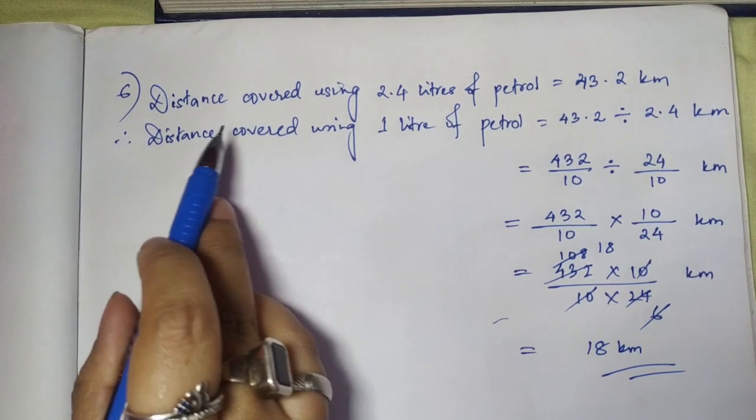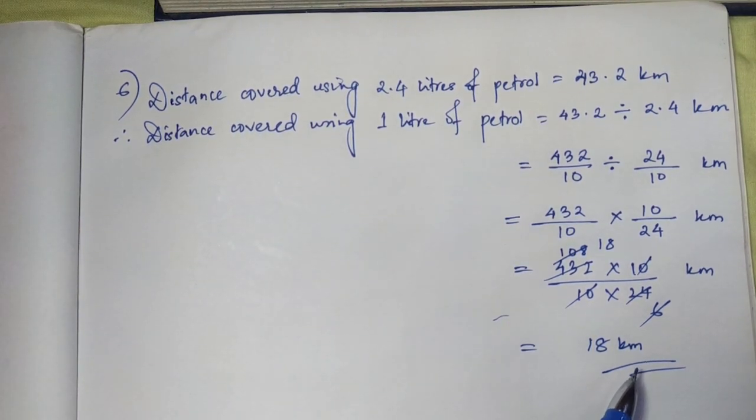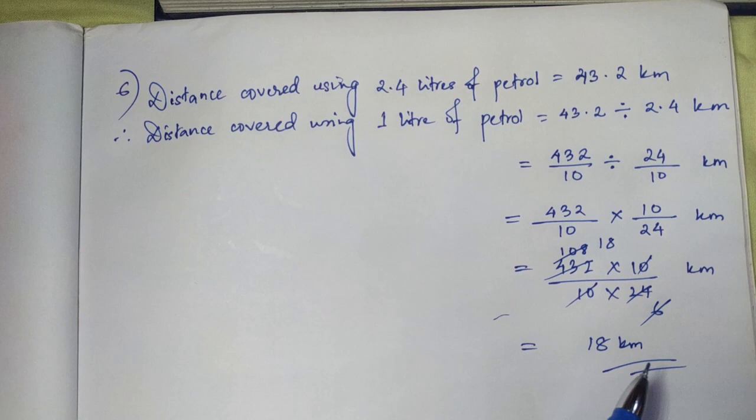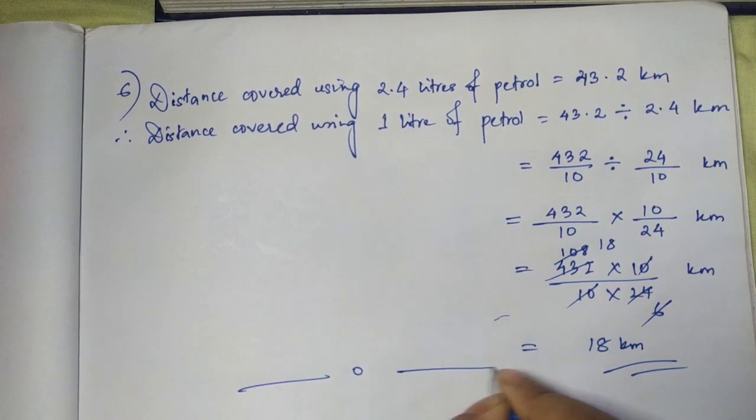That means using 1 liter of petrol, it can cover up to 18 kilometers. So this is the last question of the exercise, and obviously this is also the last exercise of your chapter, that is fractions and decimals.